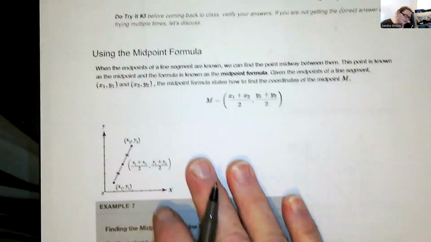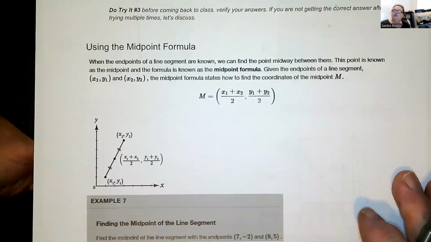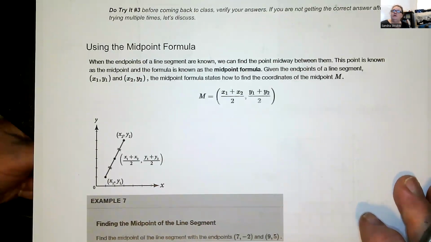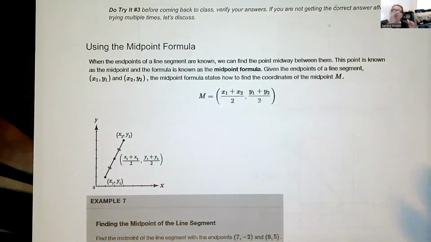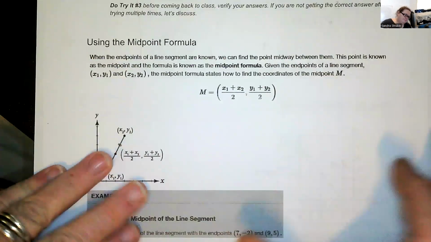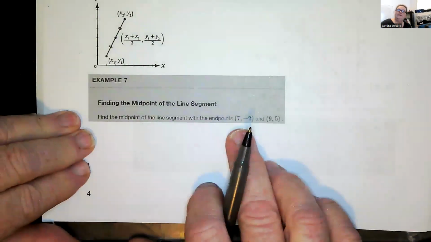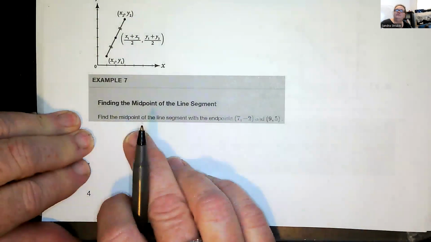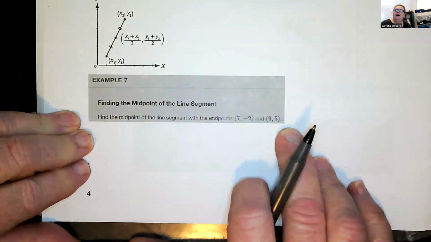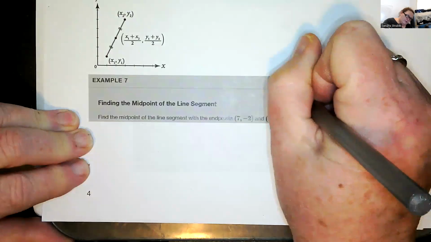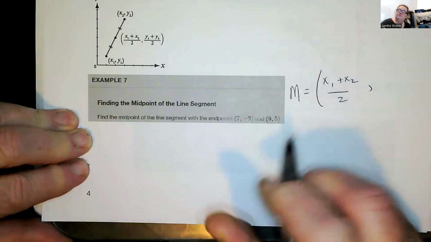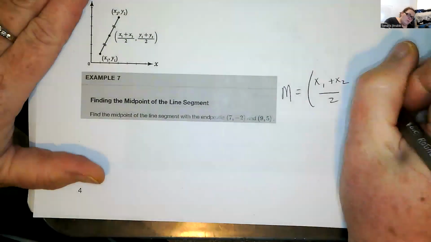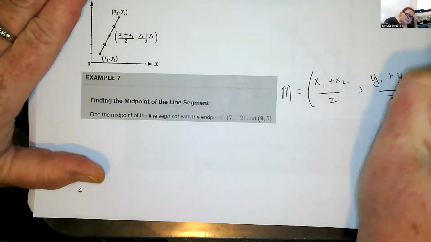Using the midpoint formula. So here's another formula for you to make sure you have in your notes. Given 2 points on a line, you can find the midpoint for those 2 points. All right, so let's do that. Find the midpoint of the line segment with endpoints 7, -2, and 9, 5. So the midpoint equals x1 plus x2 divided by 2, comma, because that's the x version of the point, and then we've got y1 plus y2 divided by 2.